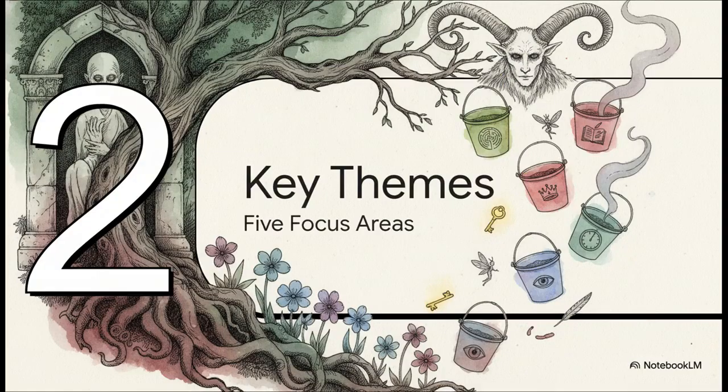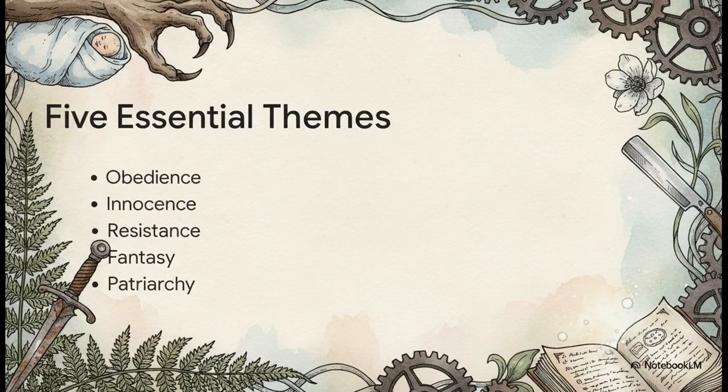Moving right along to Section 2, Key Themes and the 5 Essential Focus Areas. There are 5 essential themes you need to teach here. Think of them as thematic buckets for your students' essays. Number 1, obedience versus disobedience. This is the absolute moral heart of the film. Del Toro is showing us that blind obedience is dangerous. I mean, Ophelia's ultimate triumph only comes when she actively disobeys the faun to protect her innocent baby brother.